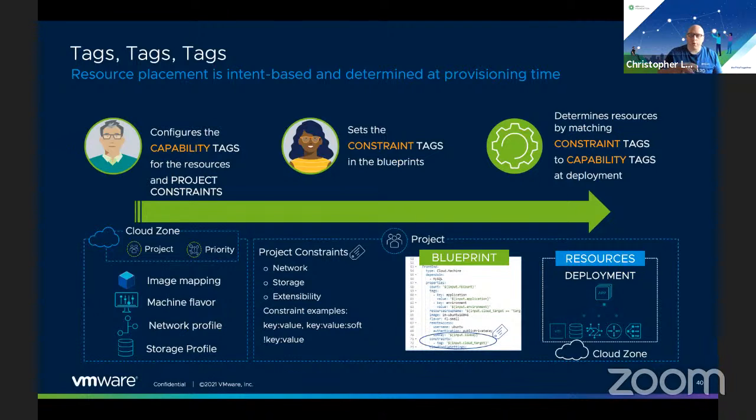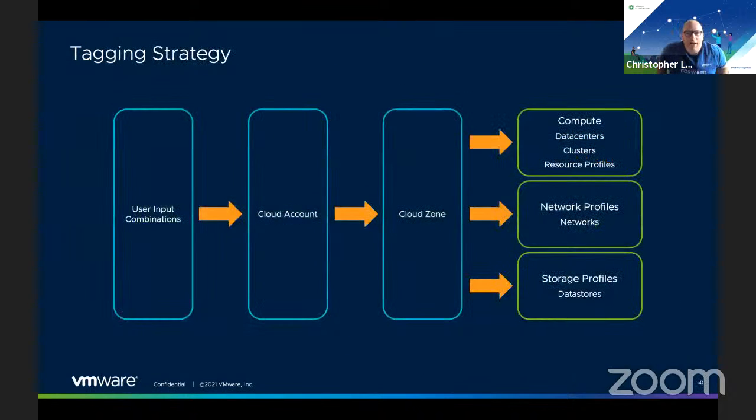And then we use the blueprint. In the blueprints, we use those capability tags that are stored in VRealize Automation to constrain where the things get deployed. Yeah, rainbow every day. Rainbow every day.